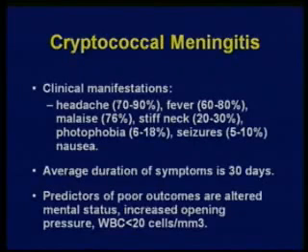But certainly these are the most common symptoms which occur. Average duration of symptoms is 30 days. So someone who comes in with what seems like a chronic meningitis, think HIV and cryptococcal meningitis. Predictors of poor outcomes are altered mental status, increased opening pressure. When you do a lumbar puncture, you want a normal opening pressure. If it's elevated in the hundreds, you know, bad sign. And a white blood cell count less than 20.